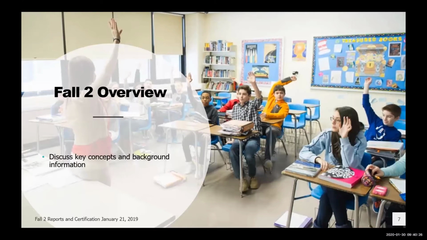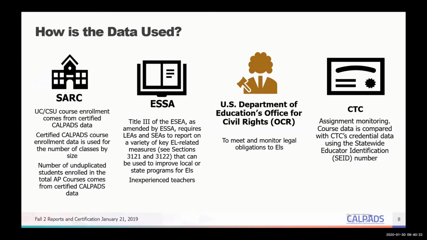So let's start with the overview, discuss some key concepts and background information. The Fall 2 data is used for a variety of reasons. Locally, we use the staff course data to create our SARCs, our School Accountability Report Cards. We also use this data to meet state and federal reporting requirements: the Every Student Succeeds Act, the U.S. Department of Education Office for Civil Rights, and then the CTC.